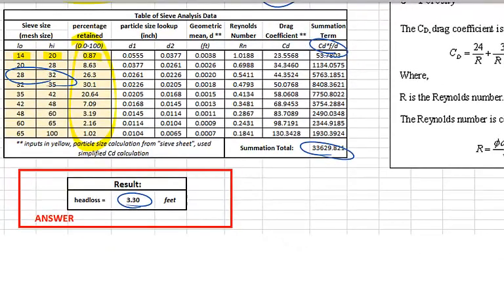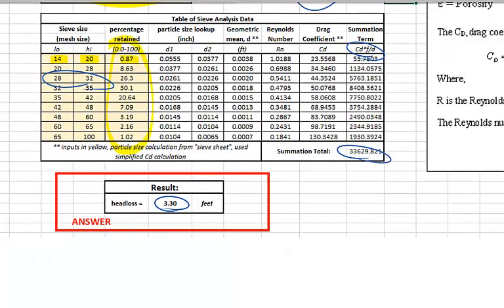And that's it. That's how you calculate the clean bed head loss in a sand filter using the Rose equation.